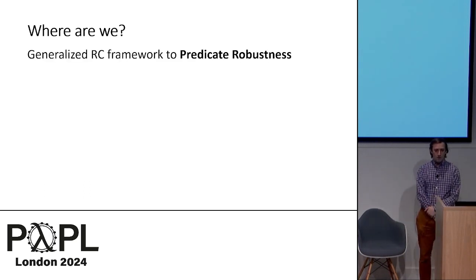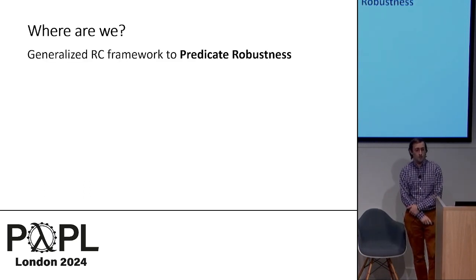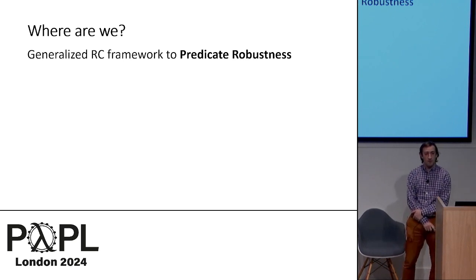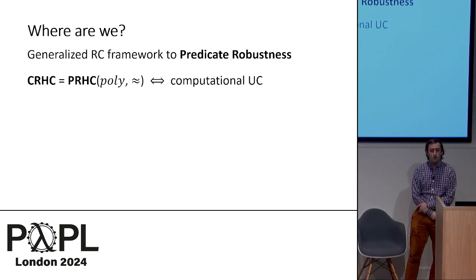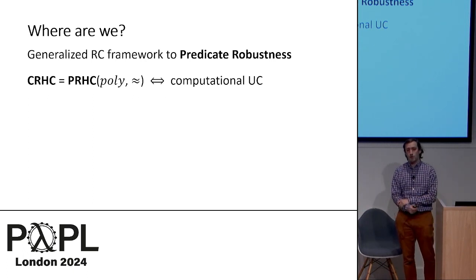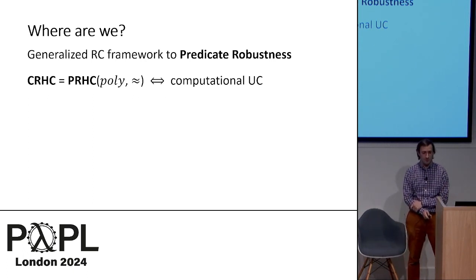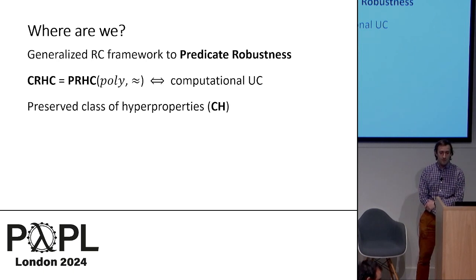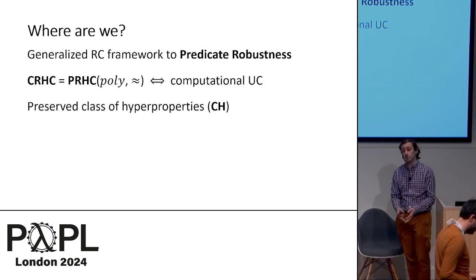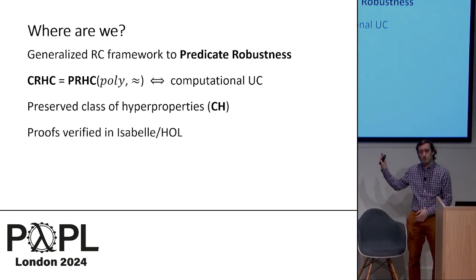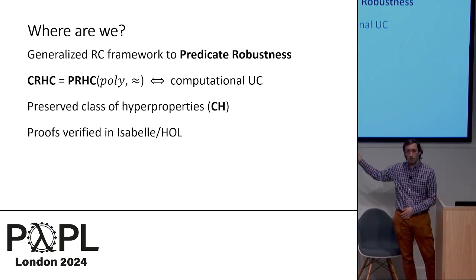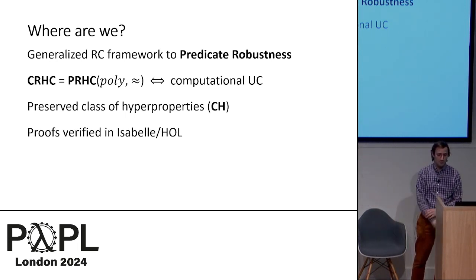What have we done? Well, I told you about a generalization of the robust compilation framework to get this notion of predicate robustness. And I showed you how we can use this to define computationally robust hyperproperty preservation, and that corresponds precisely to computational UC security. And that this polynomially preserves this class of hyperproperties. All of the proofs are verified in Isabelle/HOL. We have machine-checked proofs for everything.